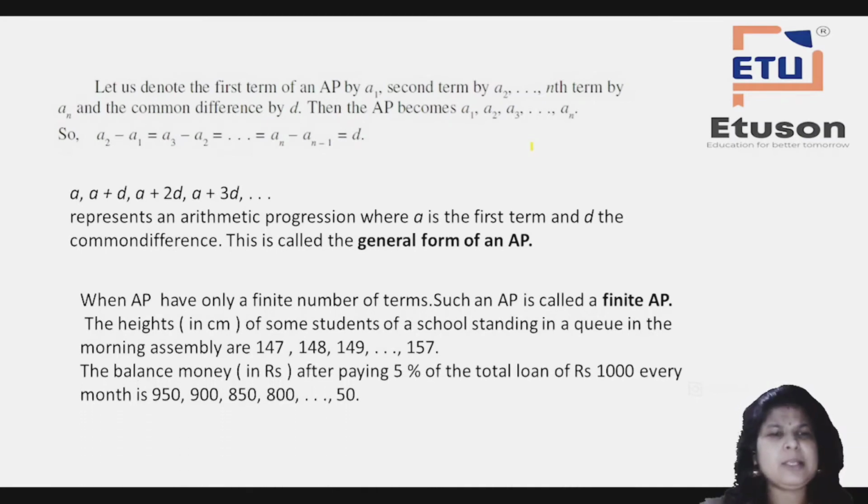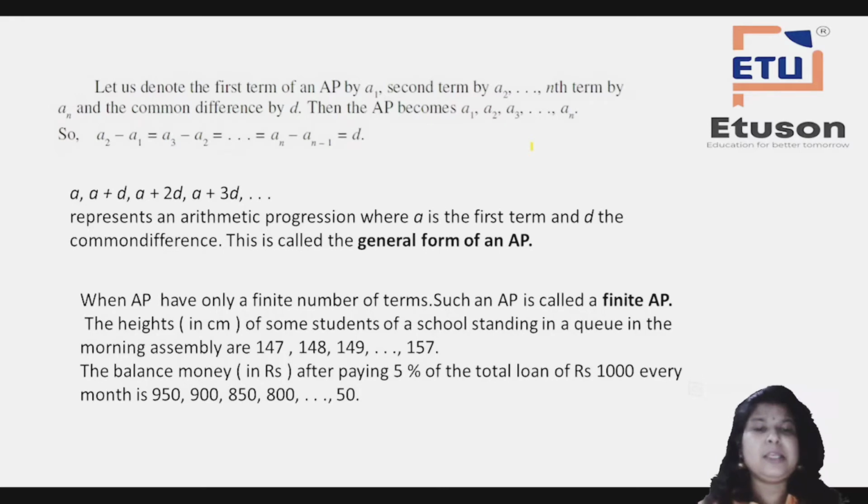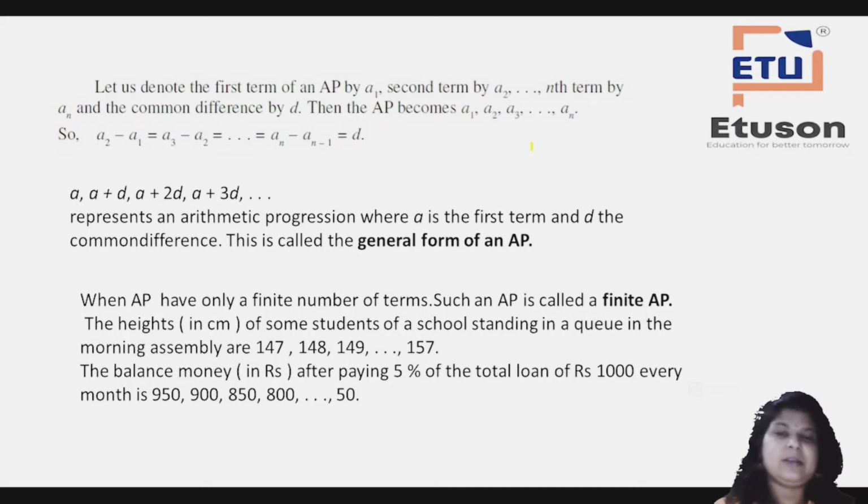Let us take one more example. The balance money in rupees after paying 5% of the total loan of rupees 1000 every month is 950, 900, 850, 800, up to 50. Here also the balance money cannot go beyond that. So this is also a finite arithmetic progression.